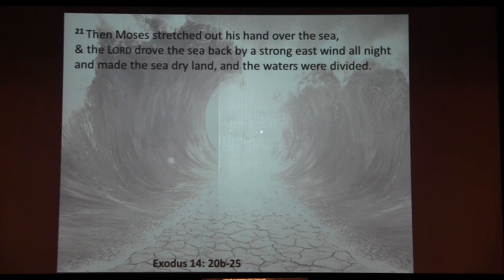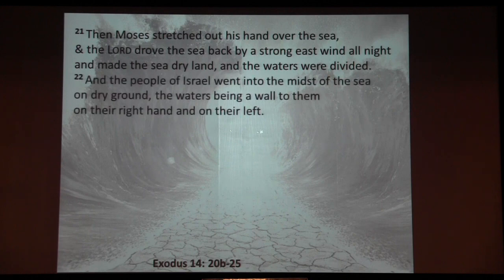Then Moses stretched out his hand over the sea, and the Lord drove back the sea by a strong east wind all night, and made the sea dry land, and the waters were divided. And the people of Israel went into the midst of the sea on dry ground, the water being a wall to them on their right hand and on their left.